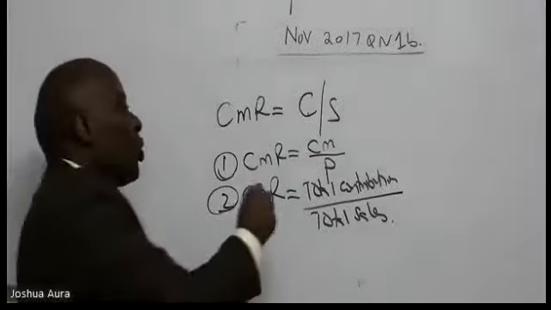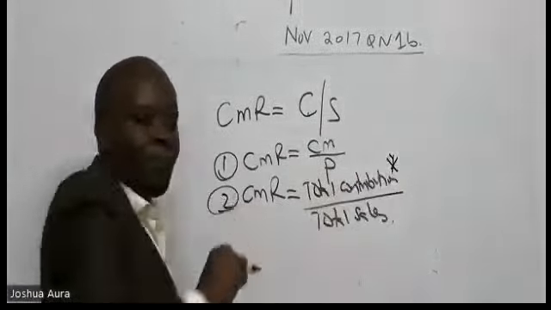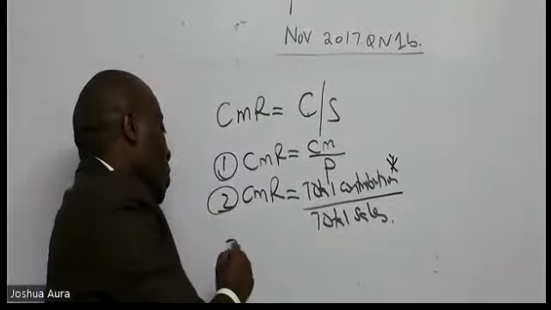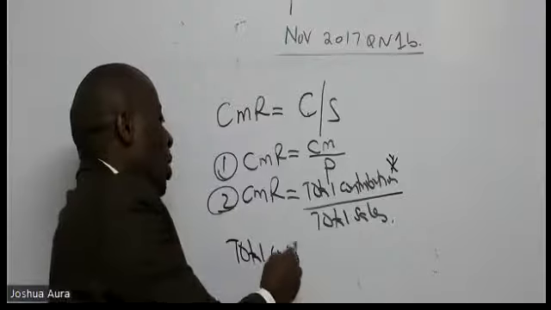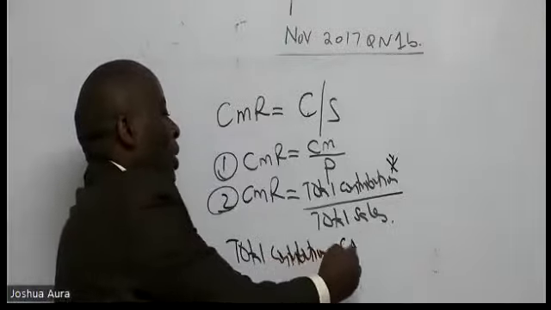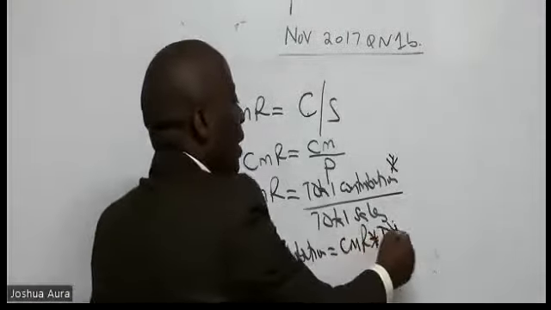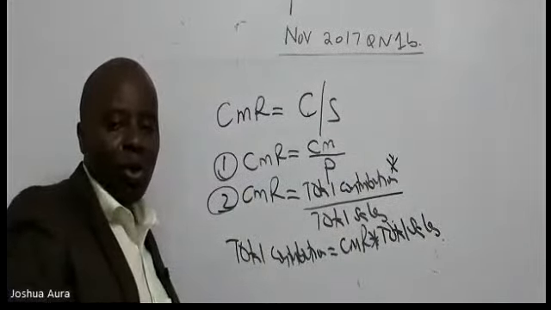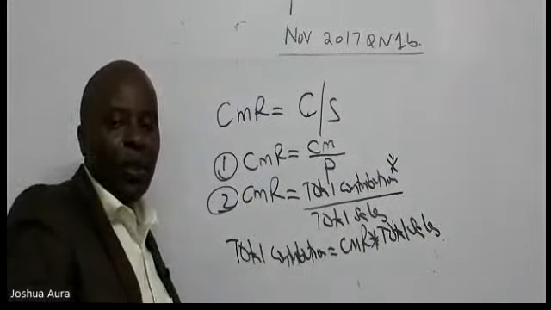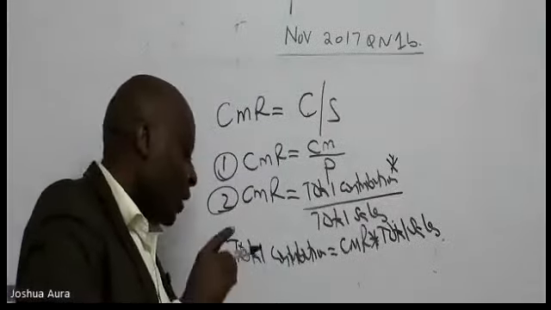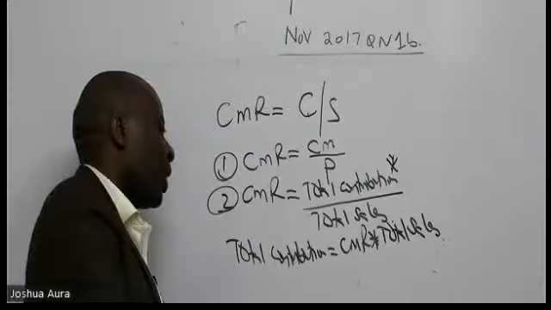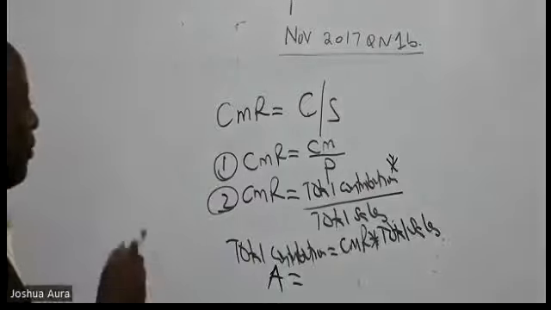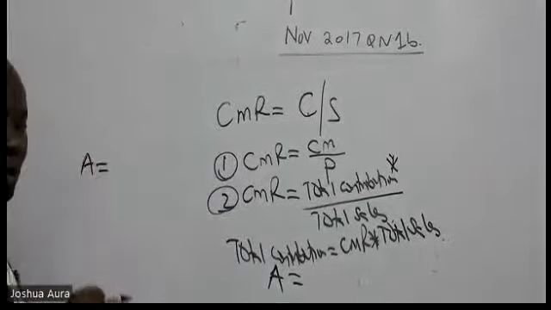Total contribution from each product. So could you kindly make total contribution the subject of the formula from the second equation? So from the second equation, the total contribution will be equal to CMR times what here, somebody? Times total sales. The total contribution will be CMR times total sales. So then could you kindly do me a favor? Could you kindly give me the total contribution from the first product known as product A?